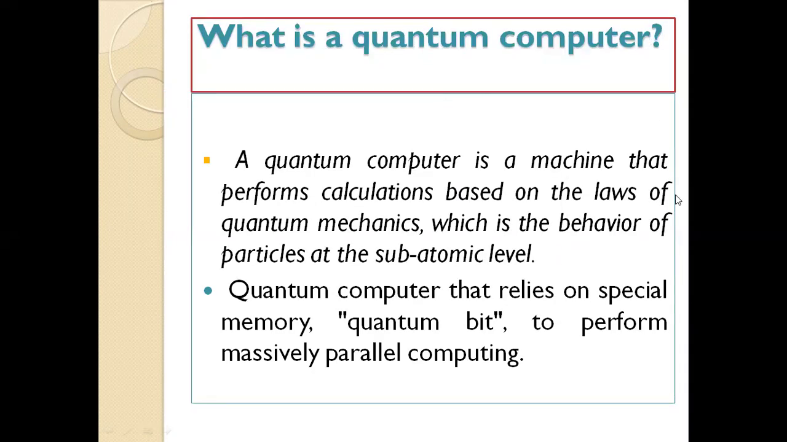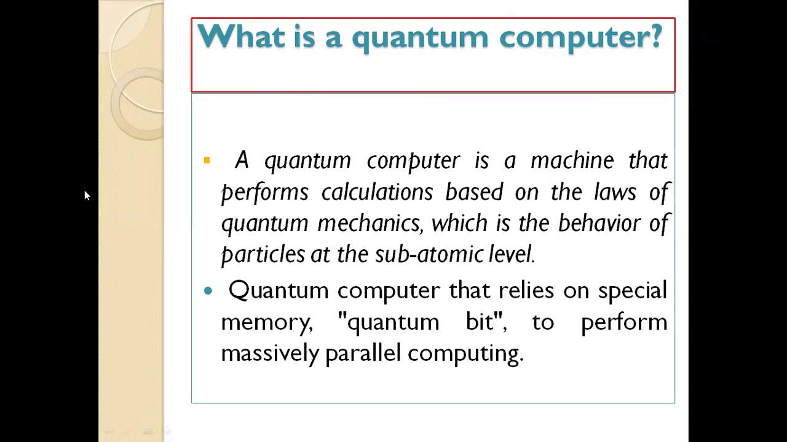What is a quantum computer? A quantum computer is a machine that performs calculations based on the laws of quantum mechanics, which is the behavior of particles at the subatomic level. So remember, the term mentioned here is the subatomic level. This particular theory, quantum mechanics, is the base on which the quantum computing field is being developed to a great level, right?